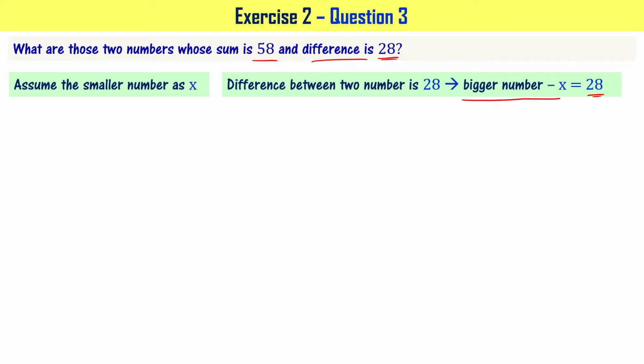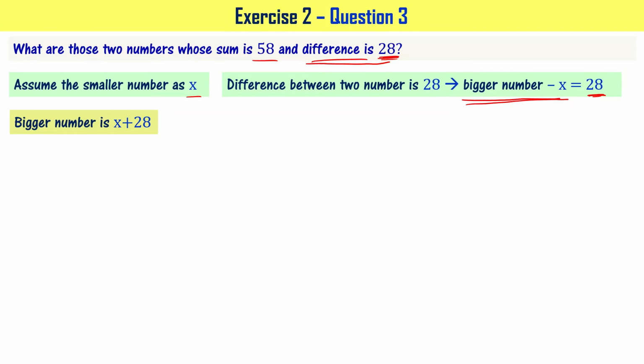It is said that the difference is 28, meaning I have to subtract the smaller number from the bigger number so that I'll get the answer as 28. That's what I'm doing here. Bigger number minus x equal to 28. I can now write the bigger number as x plus 28.